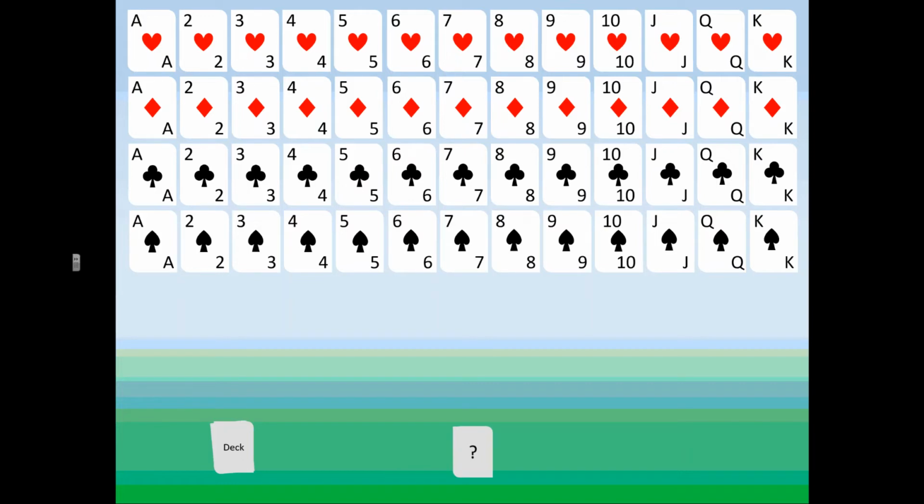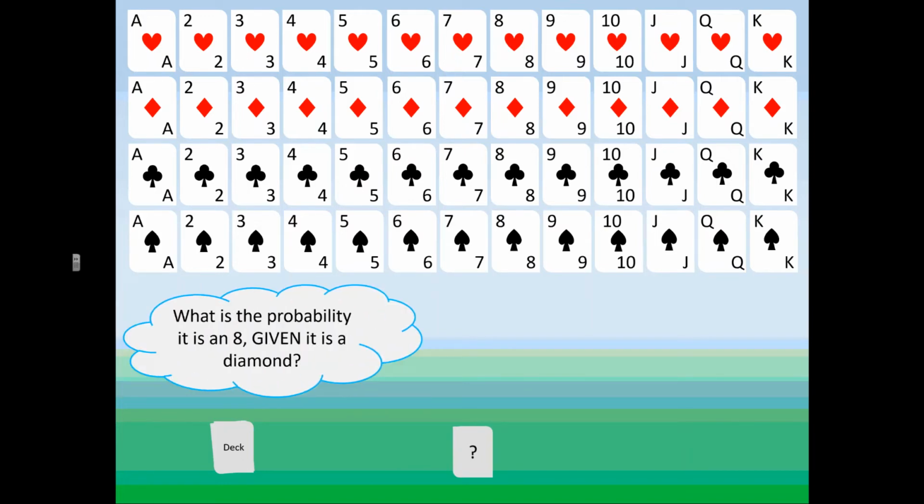Okay, we've got the population, we take out the sample. What is the probability it is an 8 given it is a diamond? Alright, in this case, given it is a diamond, we know it is a diamond. We want what is the probability it is an 8. For some reason, we know that it's a diamond. Perhaps only the cards that are left in my population are diamonds. Or perhaps someone's already taken a look at our sample and has given us a hint that it's a diamond. In this case, the probability that it is an 8, given we know it is already a diamond, is 1 out of the 13 diamonds. 1 out of the 13 diamonds.